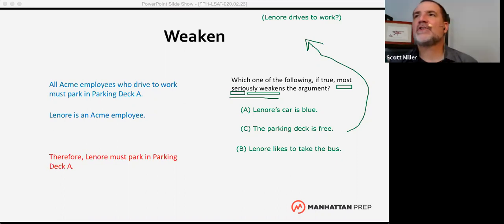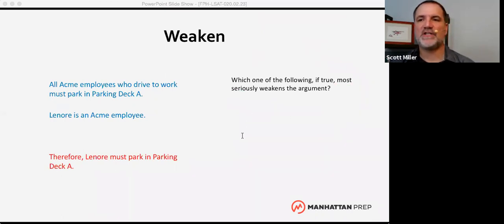All right, folks, so that's a whirlwind tour of the assumption family in logical reasoning. And this group of questions that we're going to see all involve arguments.